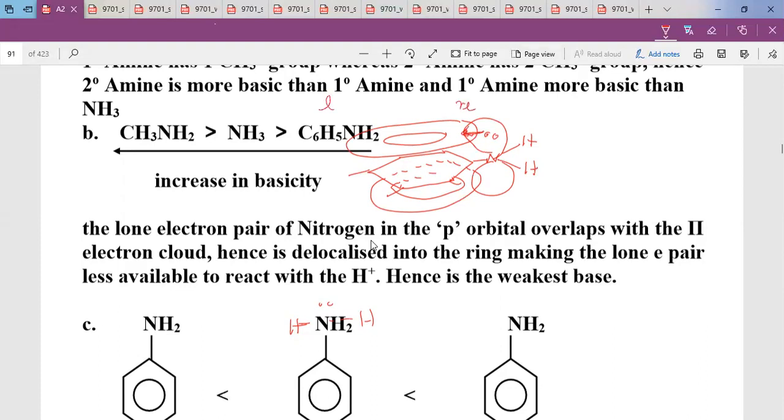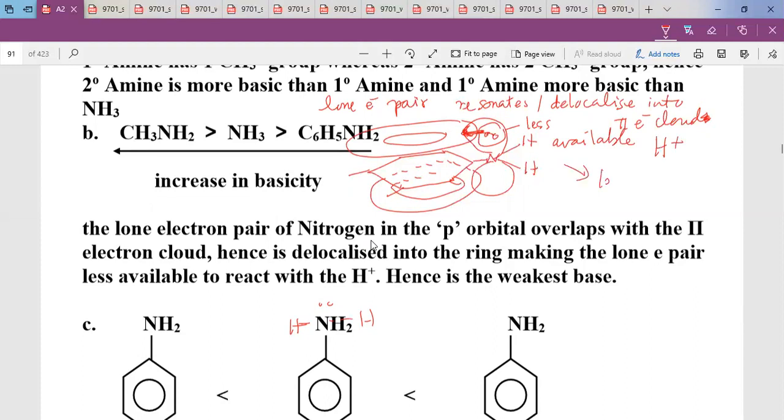The lone electron pair resonates or delocalizes into the pi electron cloud. Therefore, this going inside here means this one is less available. It's there, but it's less available to the girl, to the H plus. Therefore, it's less basic, even less basic than ammonia. Okay? So that's the reason why.